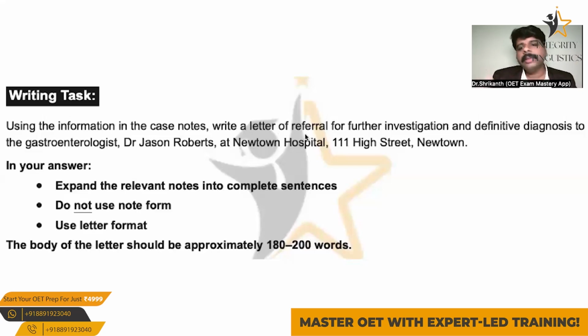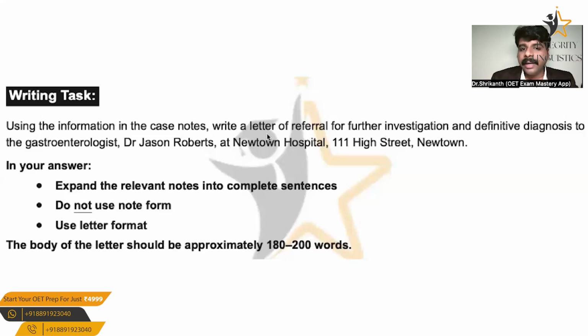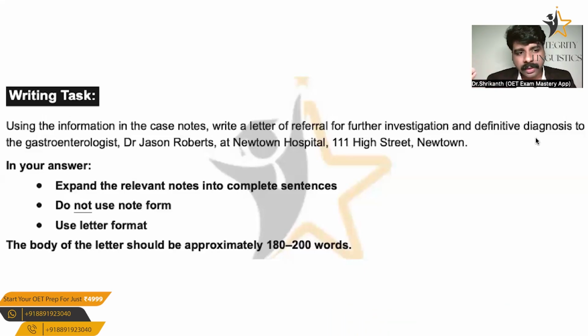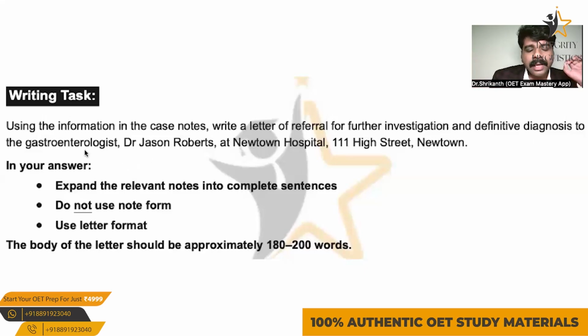Okay, you're referring this patient to a gastroenterologist, and you have to write this letter by using the information provided in the case notes. And why are you writing? What is the purpose of writing this letter? For further investigation. So, further laboratory investigation. So maybe blood test, urine test, chest x-ray, etc. Right. So further investigation is needed, and definitive diagnosis of the patient, that is confirmation of the patient's diagnosis, is required. And you're writing to the gastroenterologist, and the doctor's name is Dr. Jason Roberts, and this is the address of the doctor.